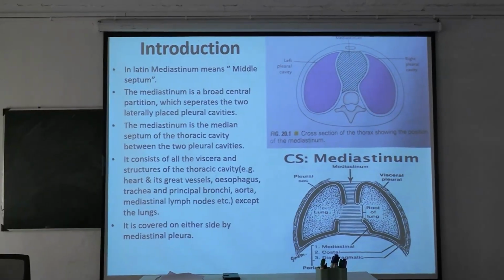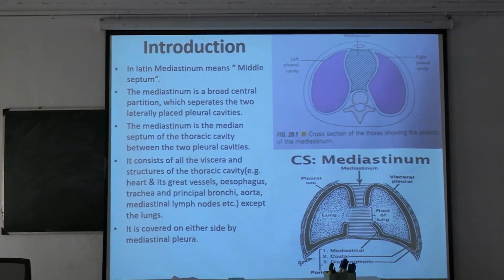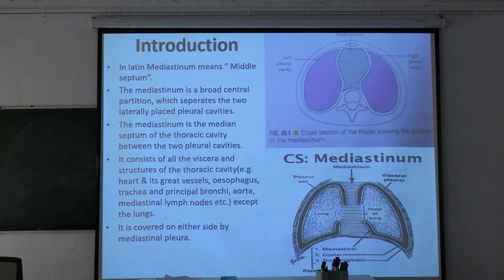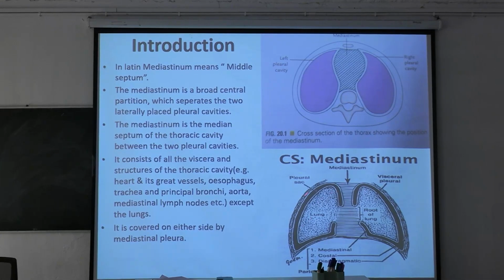And this is longitudinal section, okay, or coronal section you can say. Coronal section through the thorax. On the two sides you can see the lungs along with the pleural cavity, and in the middle there is the mediastinum, this shaded area.